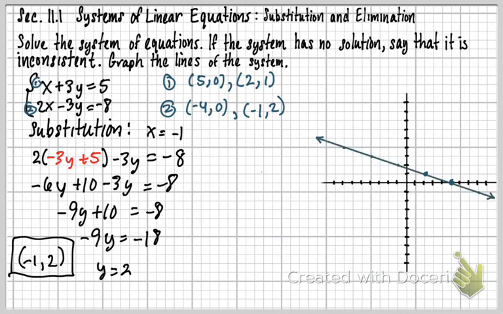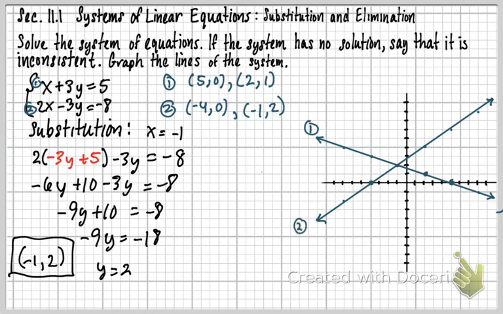So now I'm going to do that with the second line. So I'm going to call this 1, 2, so we don't lose track of which line was which. Now I'm going to do the other line. So I'm going to do negative 4, 0. So 1, 2, 3, 4. So that's here. And then my other point is going to be negative 1, 2. So that's here. And I'm going to graph that line. There's my second line there.